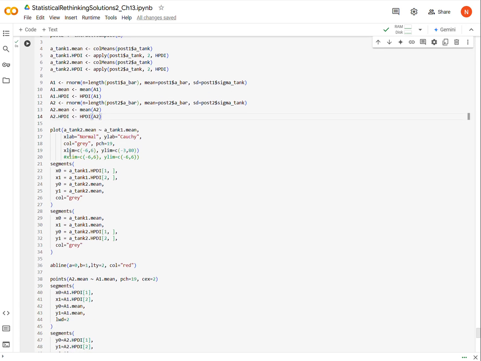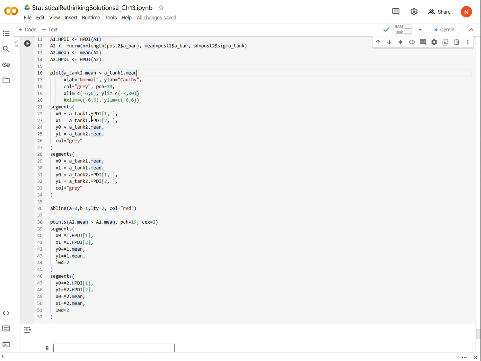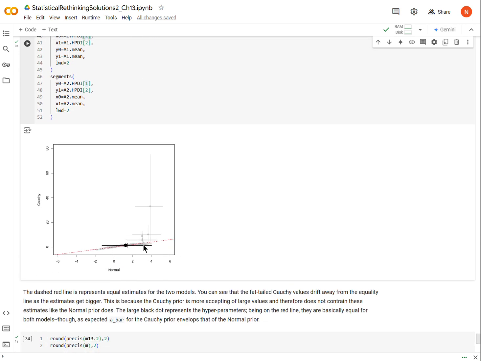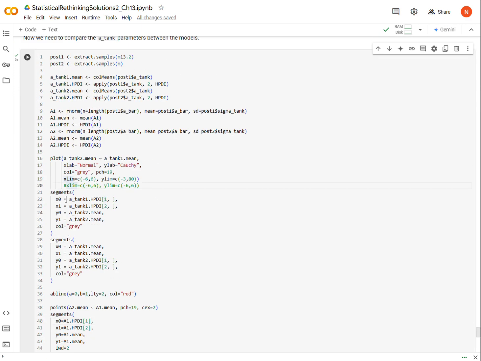All right, so I'm going to go through and plot. I'm just plotting the estimates for each tank from model 2 over model 1. And then I'm also drawing the error bars. I think it's the 89% credibility interval for each estimate from each model. And then I'm also going to plot the mean of these A tanks for both models here. Okay, so this is what it looks like. Let me actually zoom in. Let me get the zoomed in version here, and then we'll zoom out later.